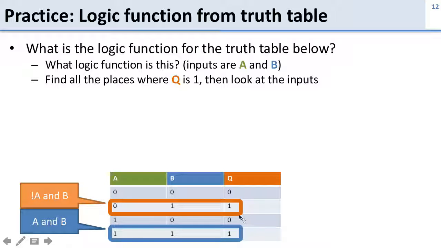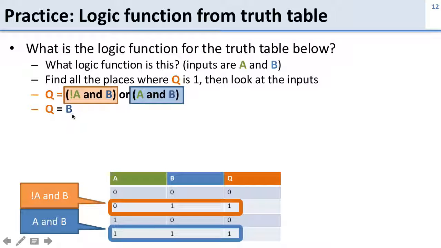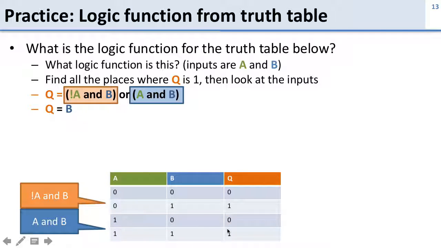So now we can write out the equation for Q. So Q is going to be not A and B, the first one up here, or A and B, the second one down here. Now that's a rather ugly equation. If we were to simplify this, we just get Q equals B. And to see that, take a look at the truth table the other way around. Whenever B is true, Q is true, and whenever B is false, Q is false. So Q equals B.